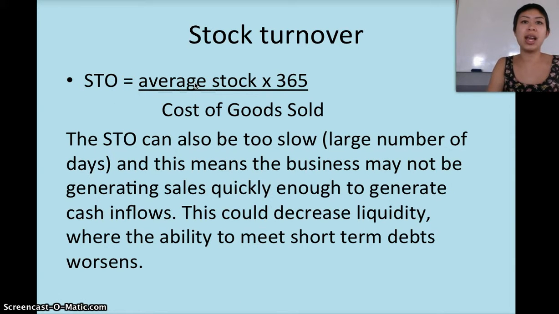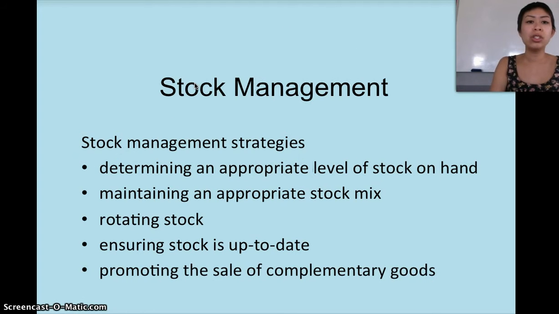If you're a newsagent and you only sell 2 exercise books, of course it's quick to sell out. But then you wouldn't be making much money and you'd be losing out on sales. People will be coming in wanting to buy exercise books and you sell out really quickly. So it's really important to determine an appropriate level of stock on hand.